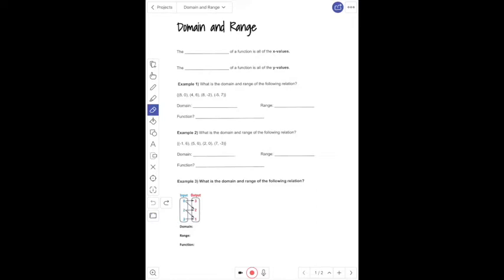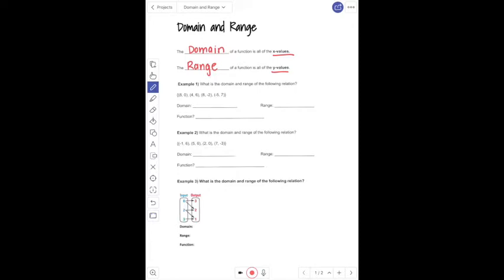Alright, for this lesson today we're going to be talking about domain and range. We are going to continue that into the next lesson as well. So when we're talking about domain and range, the domain of a function is all of the x values. So domain are x values, and the range, which is my output, are my y values. So domain is x, range is y.